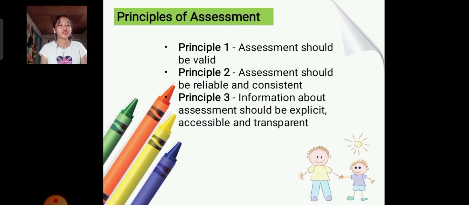This requires a clear and consistent process for the setting, marking, grading, and moderation of assignments. Principle number 3, information about assessment should be explicit, accessible, and transparent. Clear, accurate, consistent, and timely information on assessment tasks and procedures should be made available to students.